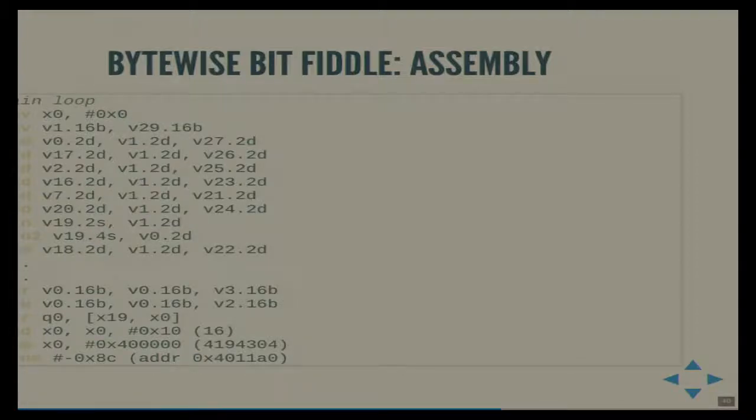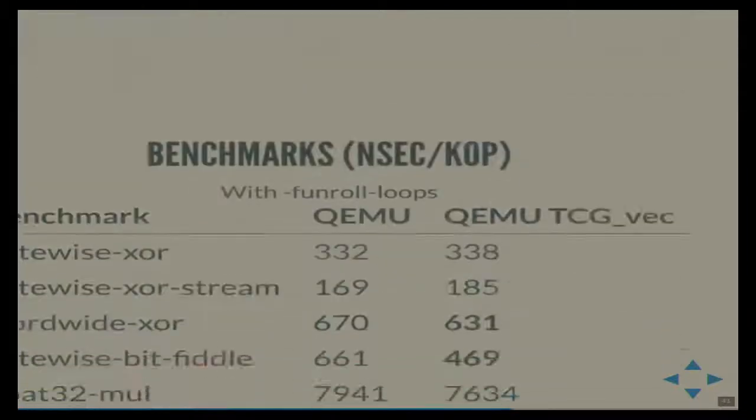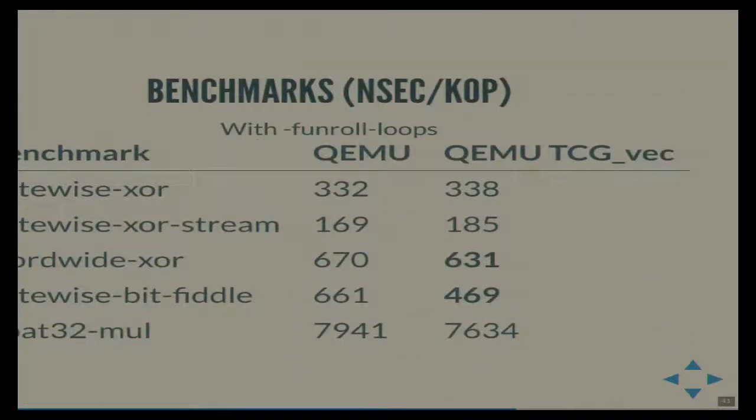I should point out now that I'm a Gentoo user, so let's recompile all my benchmarks with -funroll-loops. Now, for anyone who's not familiar with this compiler optimization, this basically tells the compiler to unroll its loops as much as it possibly can and use as many registers and do as many things at once. And now we can see our performance is getting a lot better. Although QEMU has improved as well with this unrolled code, we can see now two of our test cases beat it using the TCG vec implementation.